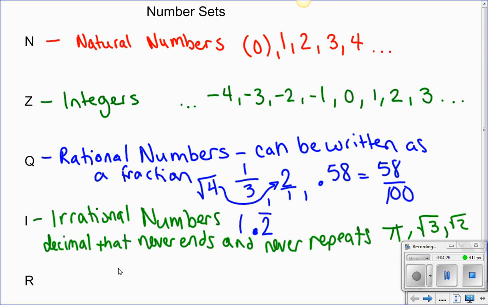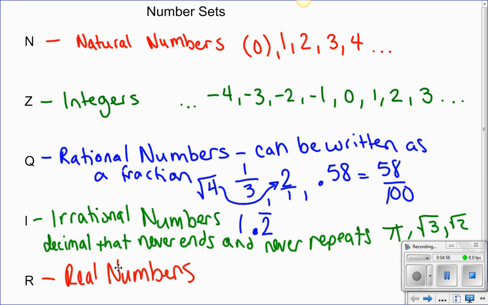Okay, and then R stands for all real numbers. Okay, so everything that we're going to look at this year is a real number. As you continue on in your studies of mathematics, you'll look at complex numbers, and those have a real and an imaginary part. But everything we'll look at this year is real numbers.